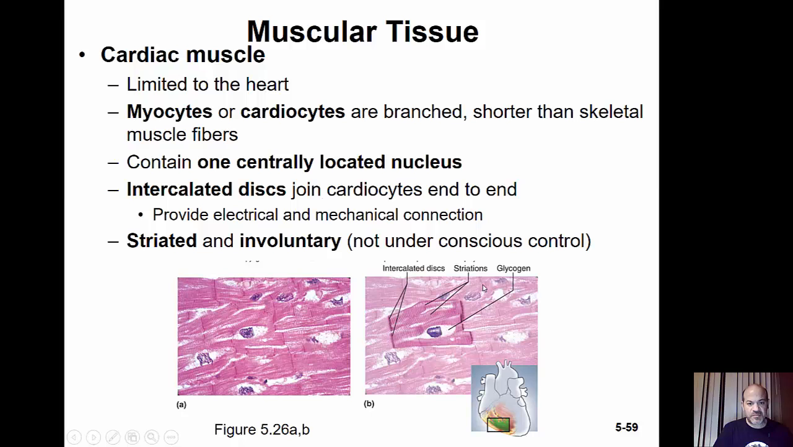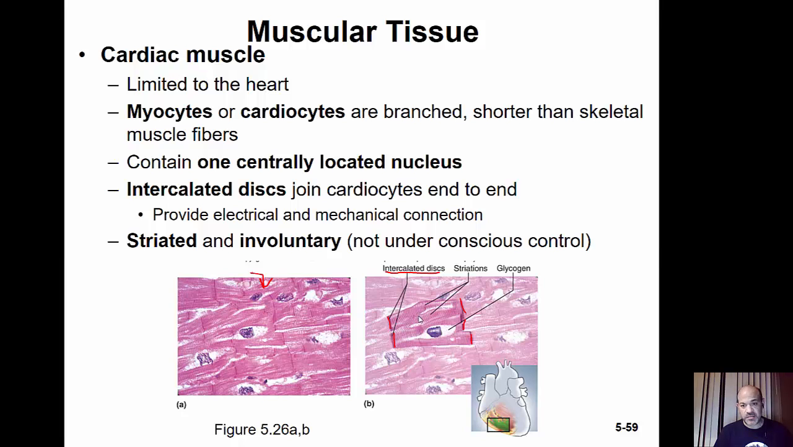Then we have cardiac muscle. Cardiac muscle, there's a picture here on the left, and then a diagram labeling what we see on the right. The diagram is more idealized, highlighting some of the things you should be able to see in a real specimen, like on the left. There's going to be these dark, thicker structures called intercalated discs, and they kind of mark off the ends of these muscle cells. So these muscle cells, cardiac muscle cells, or cardiocytes or myocytes, they're called.